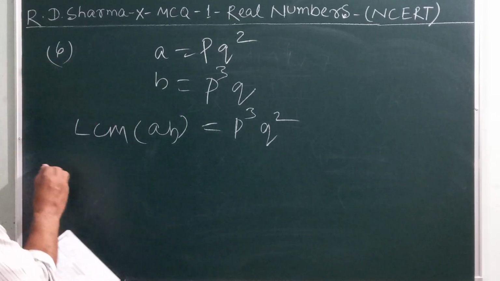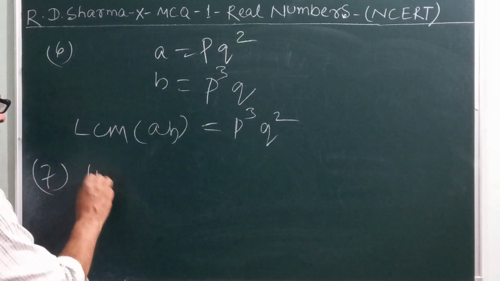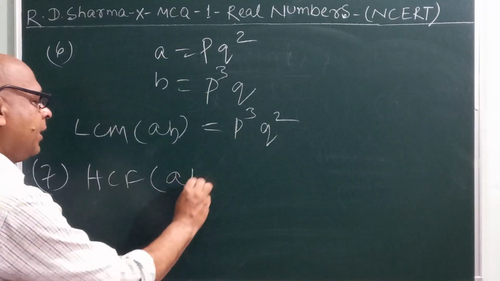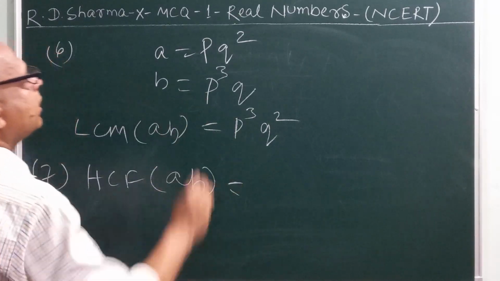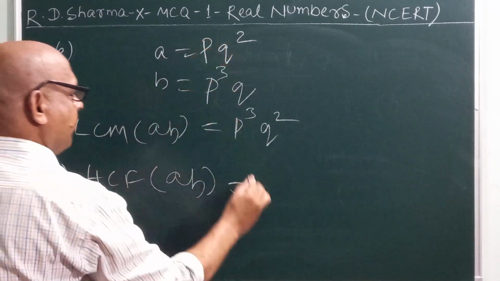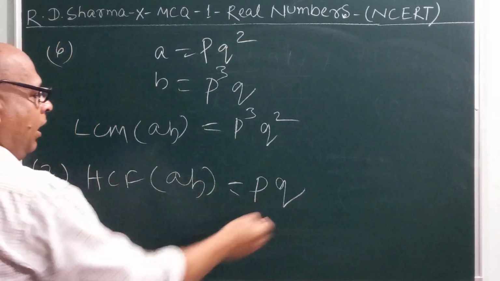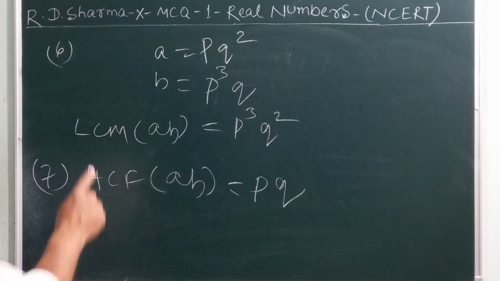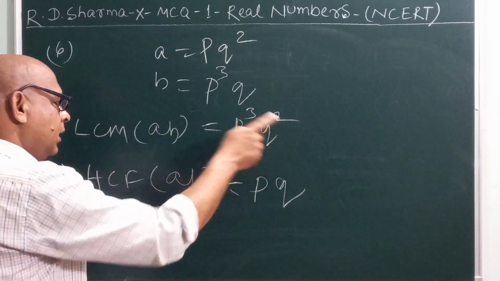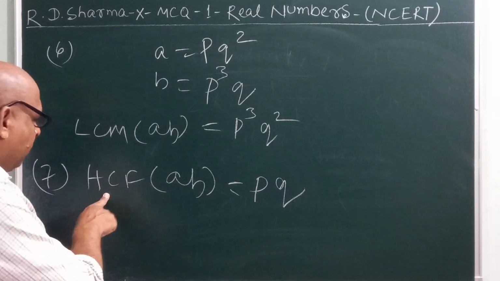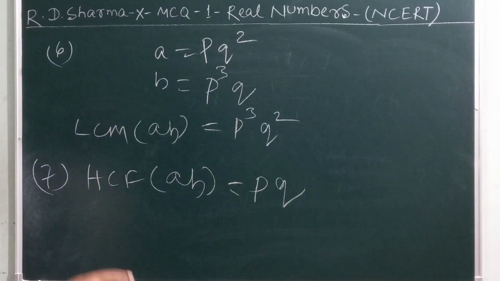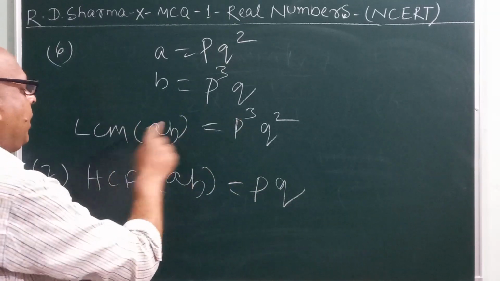Next, 7. HCF. The small power. LCM is greater power, small power equals HCF. Small power is HCF, greater power is LCM.